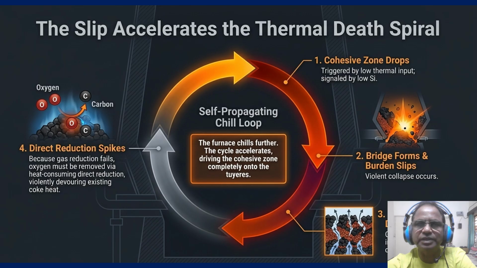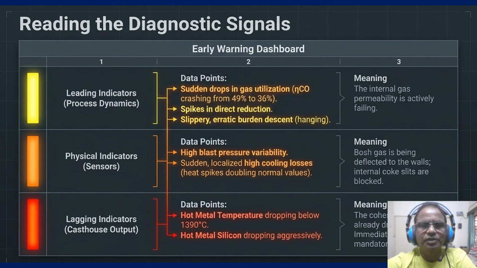The so what factor here is that by the time you see the red indicator, the cohesive zone has already dropped. Immediate intervention is no longer optional. It is mandatory for the survival of the furnace hearth and your refractory lining. Once the signal turns red, we must shift immediately into phase 1 mitigation to stabilize the furnace aerodynamics. Now coming to phase 1 mitigation, where stabilizing aerodynamics is our key factor. So coming to our diagnostic cycle.